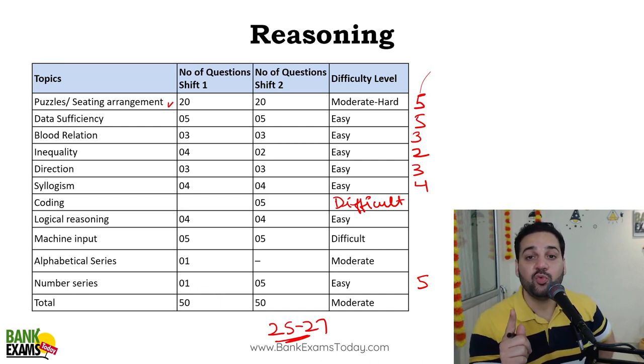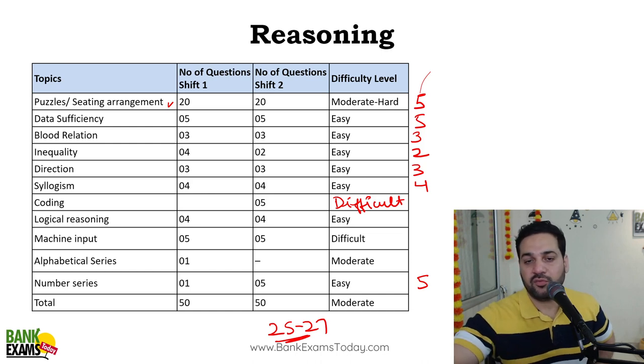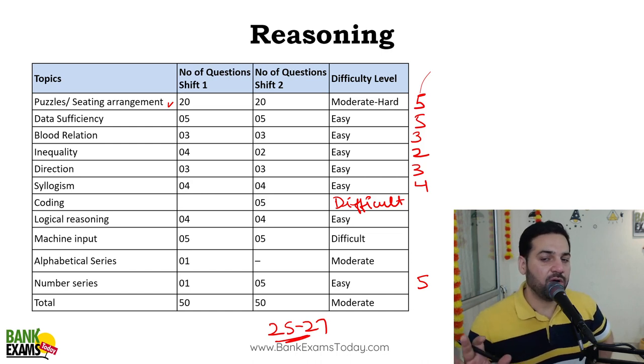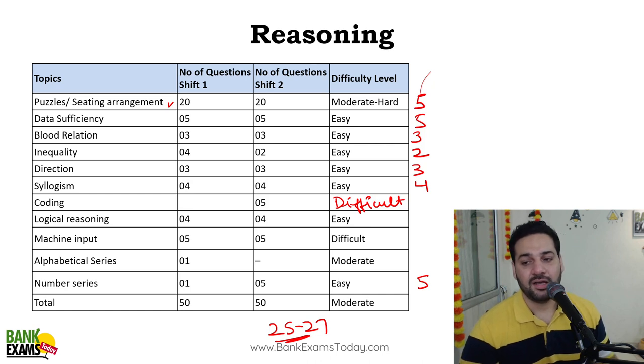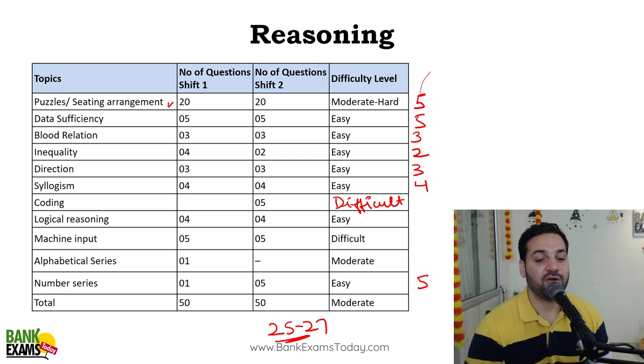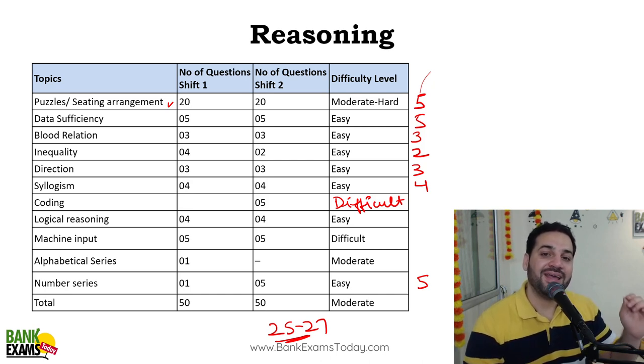But I have seen many students spend like 30 minutes on the 4 puzzles and end up scoring 4, 5, 7 marks. That's very common. That is the only reason behind bad marks in reasoning. That is the only reason why you scored 3, 4, 5 marks in the reasoning section, because you spent all your time on the puzzle, sitting arrangement and the machine input output, and those were the most difficult part of your exam. You could score much better if you had focused on the easy topics.